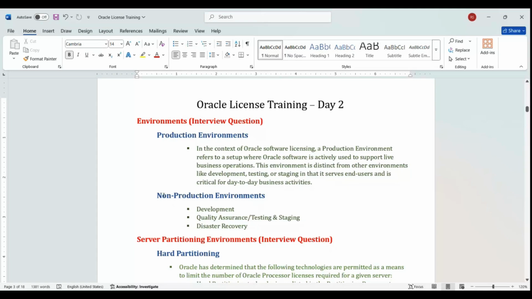If there is no vMotion, we disable the vMotion on the non-production. So no VM will be moved from here to any of these clusters, and no VM will move from production to non-production. Then it will be considered a non-production environment. If that is not the case, Oracle will count every single processor, every single server on your vCenter, irrespective of whether you are using just one VM. They don't care. They will say there are five clusters, there are 10 hosts, all 10 hosts must be licensed.